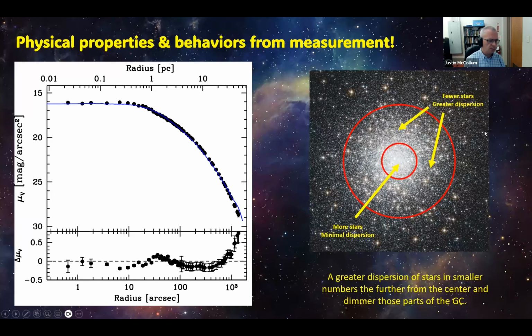This shows the dispersion of stars. So we have a denser number of stars towards the center. They're more clumped together, whereas they're going to be more spread out because they have more space as we go out towards the edge of the globular cluster.